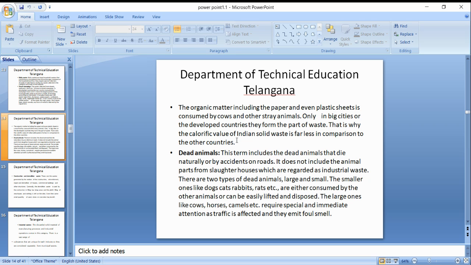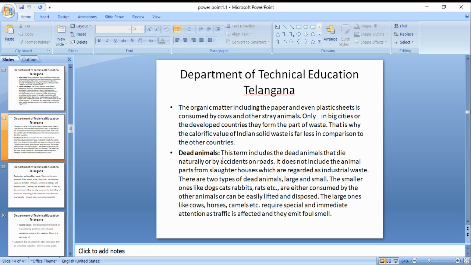That is why the calorific value of Indian solid waste is far less compared to other countries. In waste disposal, we don't follow the instructions, so our waste generation is more comparative to other countries. So next comes dead animals.